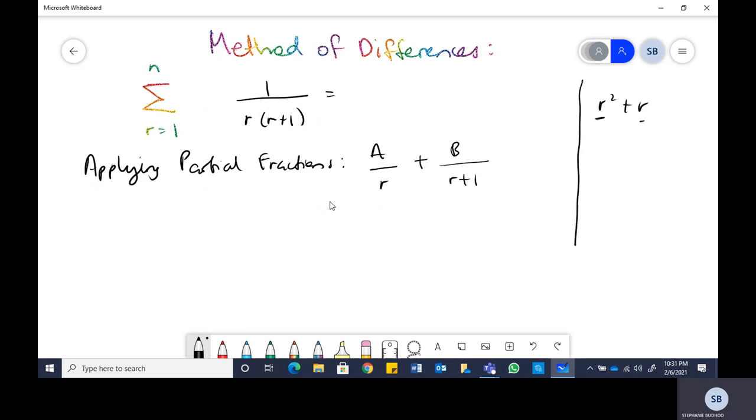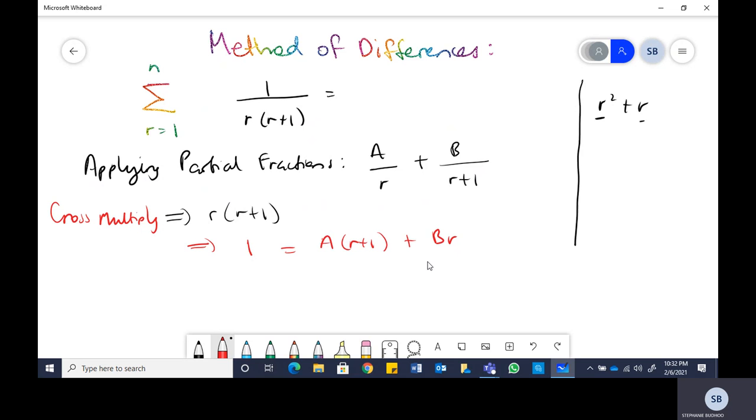And going ahead and cross-multiplying, remember you cross-multiply by that, so cross-multiplying by r plus 1 will give us on the left hand side, we get 1 is equal to A by r plus 1 plus B by r.